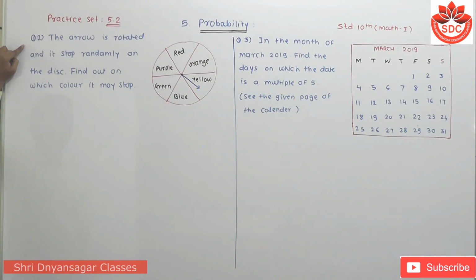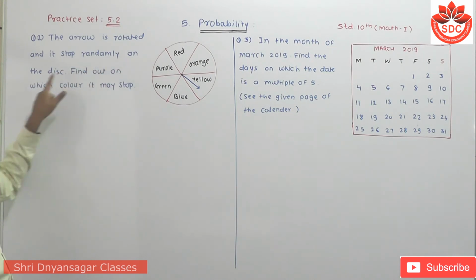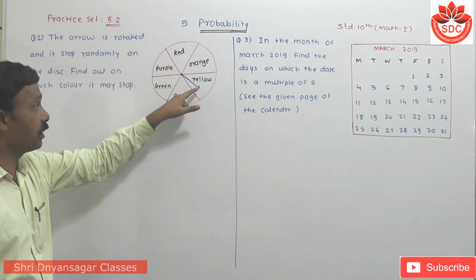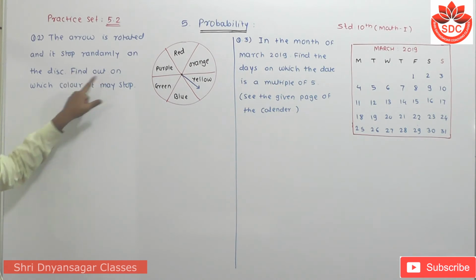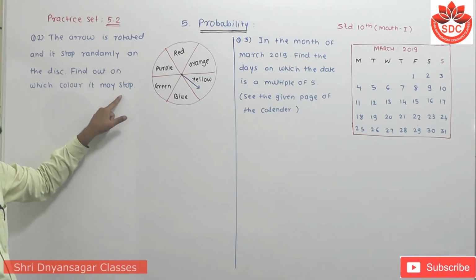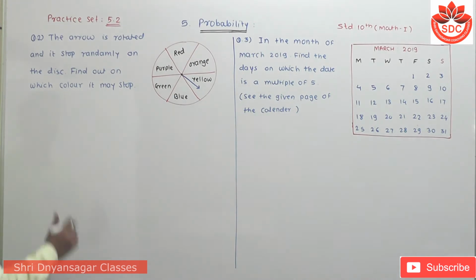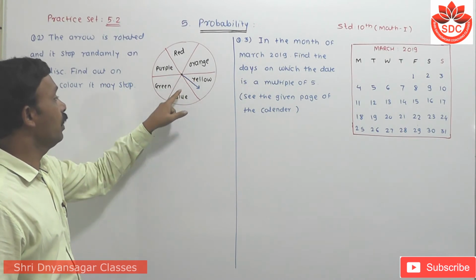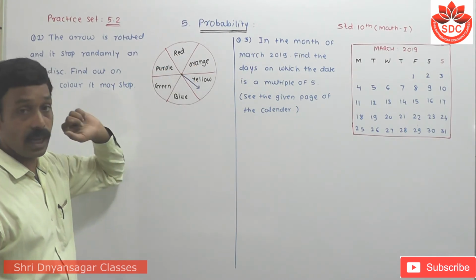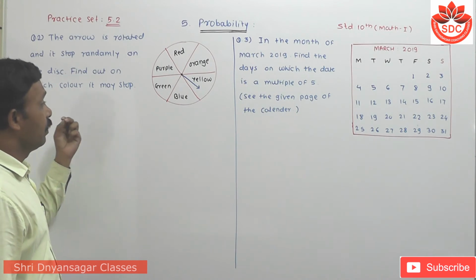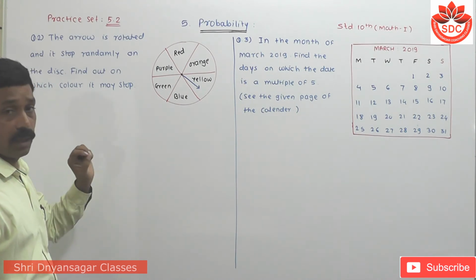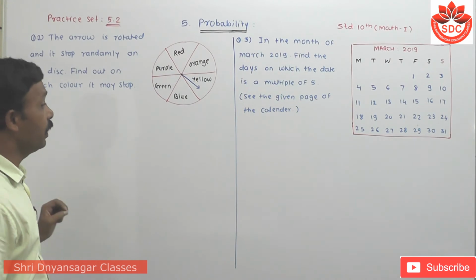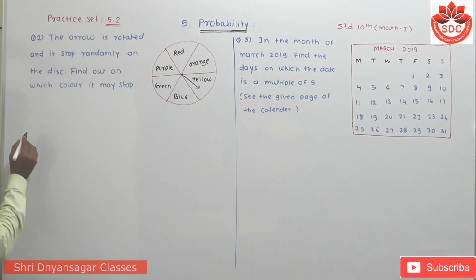Question number 2: the arrow is rotated and it stops randomly on the disc. This is the disc and this is the arrow. Find out on which color it may stop. This is a random experiment. Students, it is simple. How many colors are there? There are 6 colors, and the arrow can stop on any one of them.